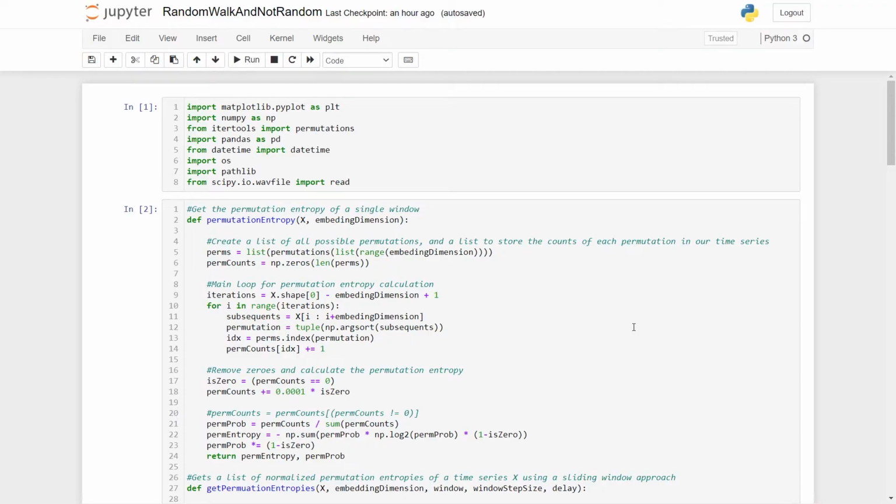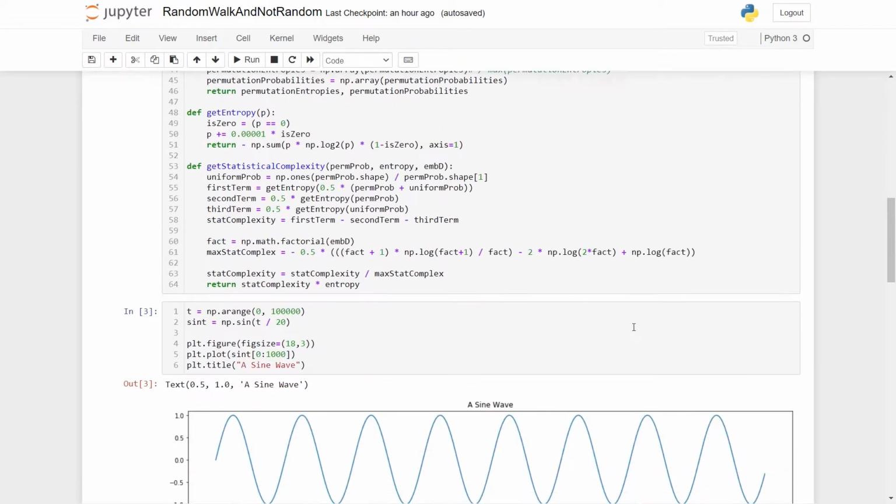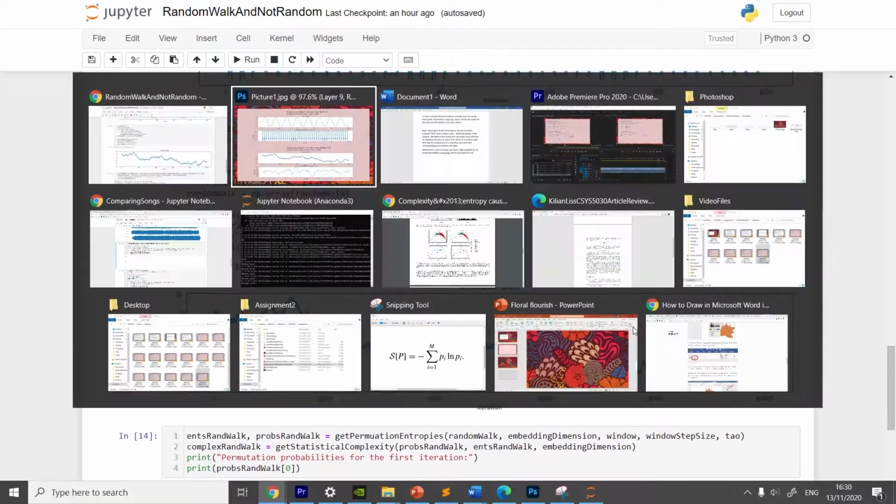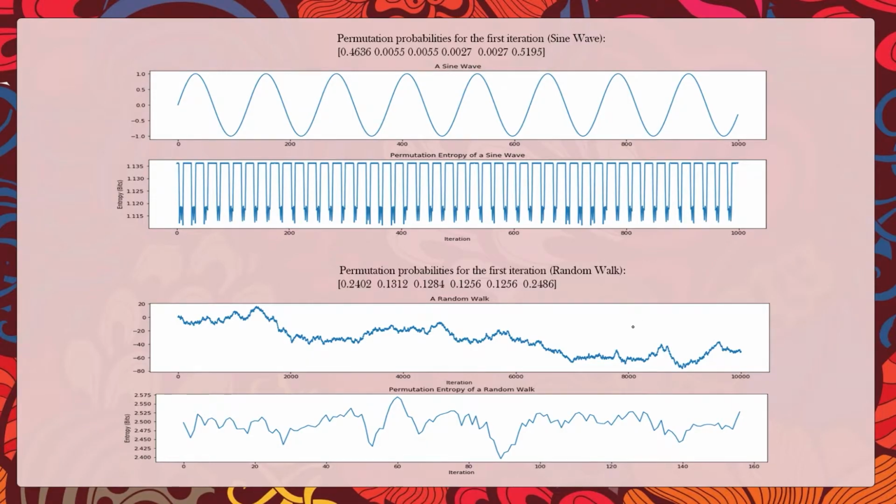Now, why might we be interested in the permutation entropy? Well, here's some code, and it produces these results. We have a time series of a sine wave over here, and a time series of a random walk over here. And then we have the corresponding permutation entropies over here and over here.